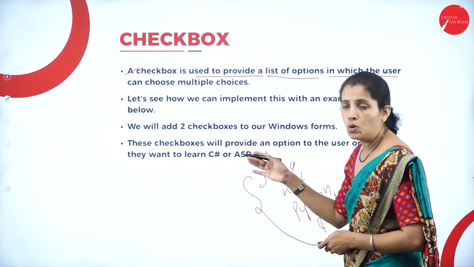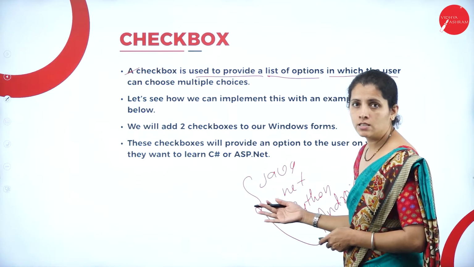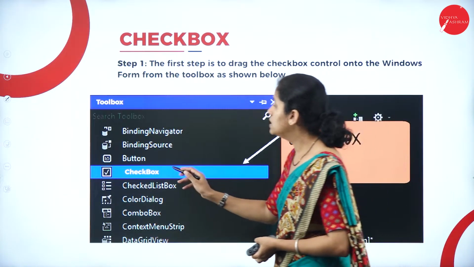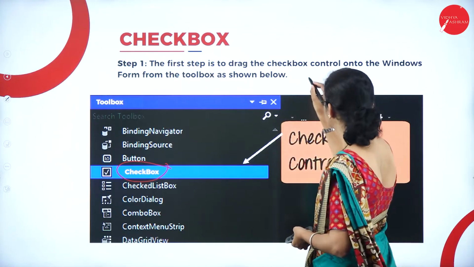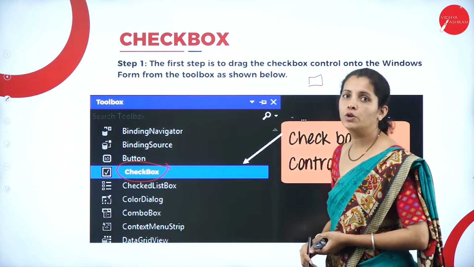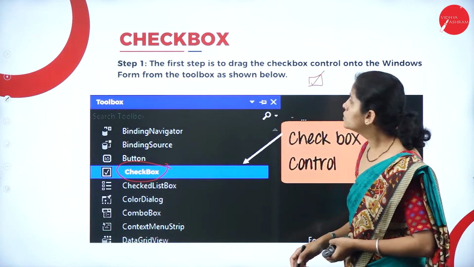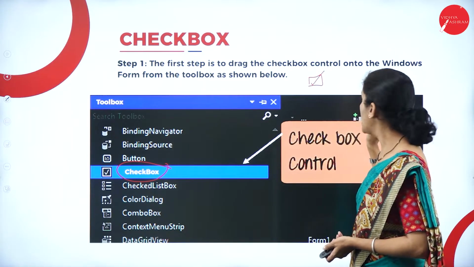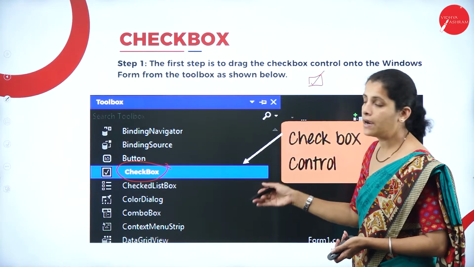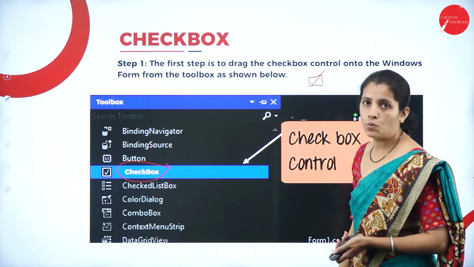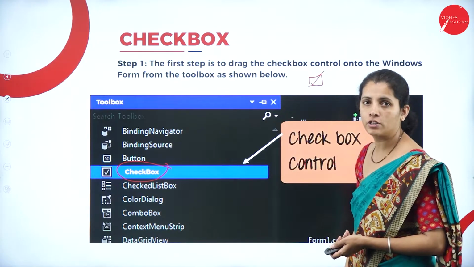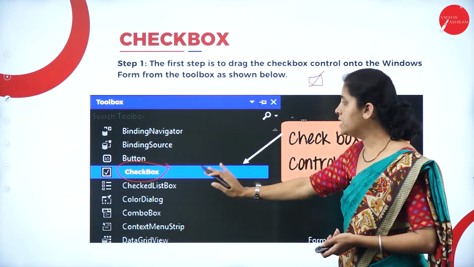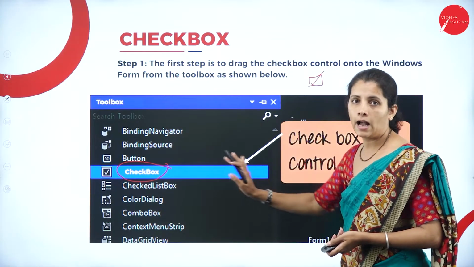Okay, now to provide multiple choices to the user, I'm going to have another control called checkbox. It's a small box, okay? So I'm going to provide a tick symbol. So here the first step is to drag the checkbox control and drop it. And from where are you going to get the checkbox? That is once again under the toolbox. Now what you have to do? You have to go to the toolbox, select the checkbox control, drag and drop.